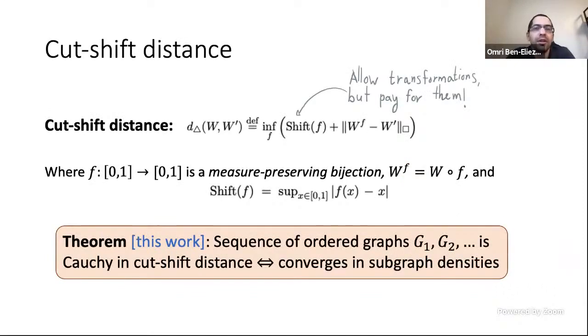But our first contribution in this work is to develop a new variant of the cut distance, which we call the cut shift distance, which correctly captures convergence of ordered subgraph densities. The distance function allows making measure-preserving transformations, but we have to pay for them if we want to change the order of the vertices. So it allows us some flexibility that we need for the distance function to be expressive enough, but we don't allow too much expressivity. So the ordering of the vertices will still make sense in the limit object.